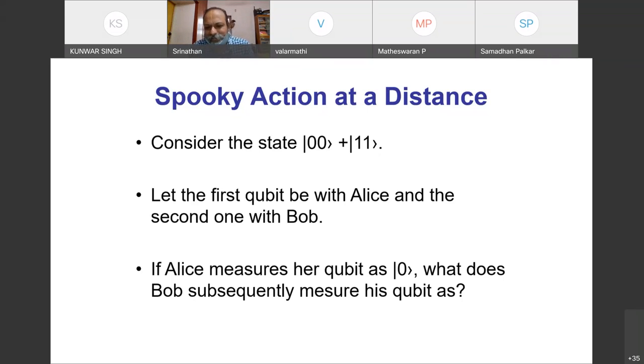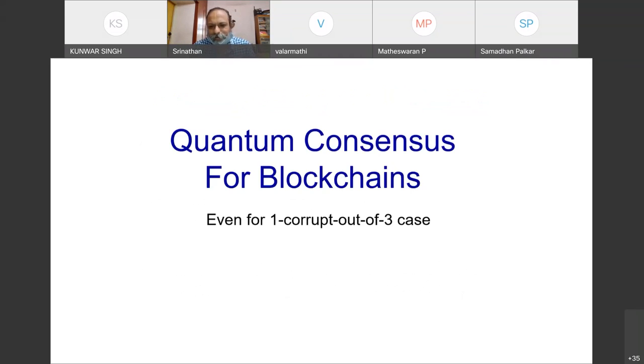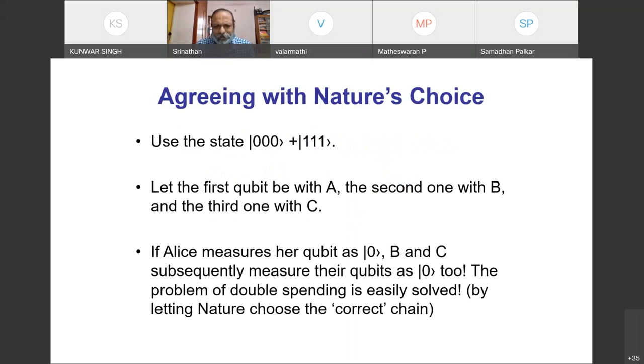One such application is quantum Bayesian agreement, which is what we are going to see. So, quantum consensus for blockchains. We look at the case where 1 out of 3 is corrupt, where standard distributed computing does not work, but this can work for other things also. And let us see one such solution for blockchain.